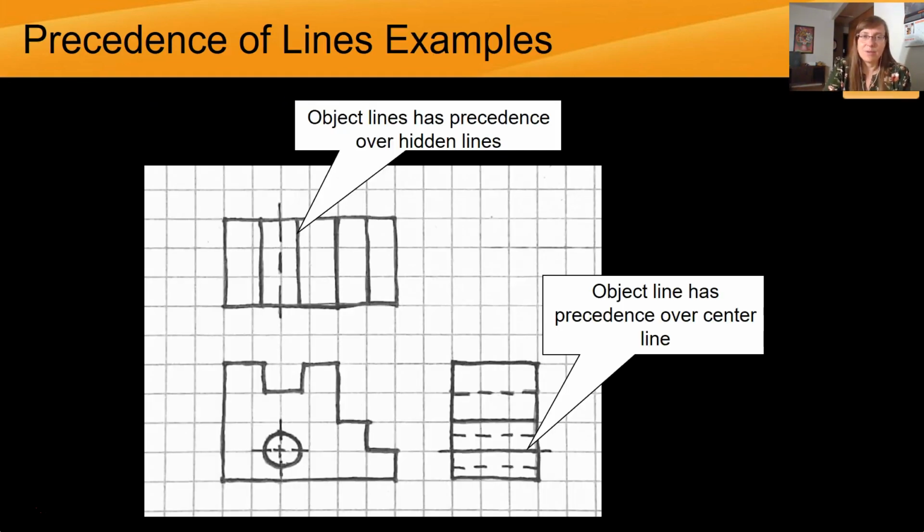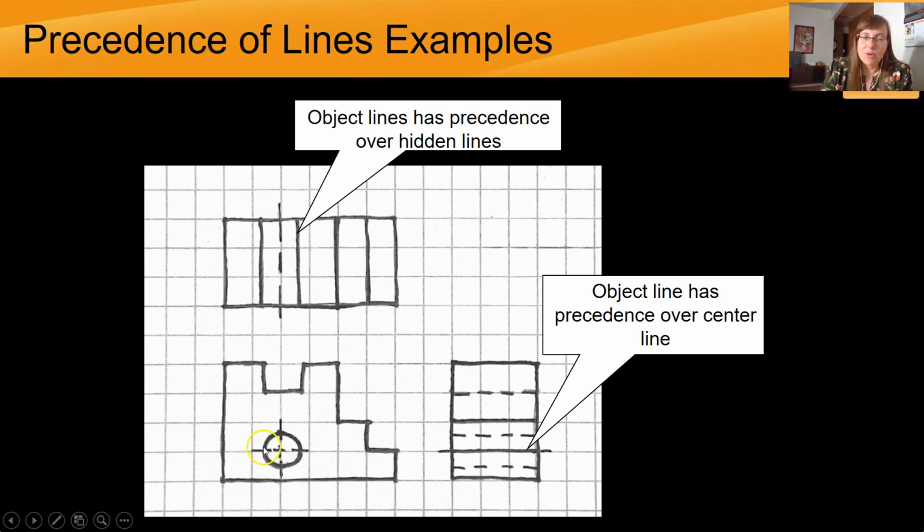So here's an example. In this particular object, this is a multi-view, which we will talk about in the rest of this presentation. But this is the front side view of an object. This is the top, and then this is the right side view. So in this case, we've got a hole drilled straight through. If we were looking at it from the top, you could see we've got our center line here that represents the center of this hole going back into the distance.